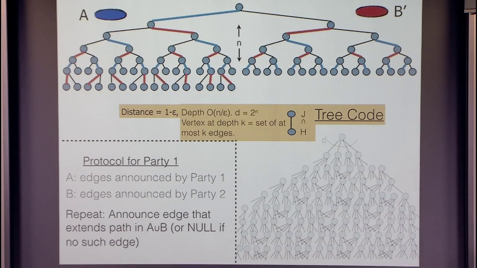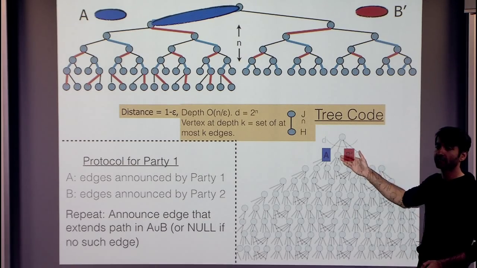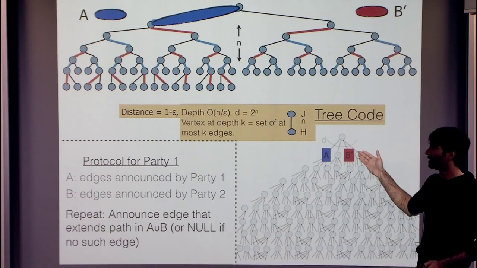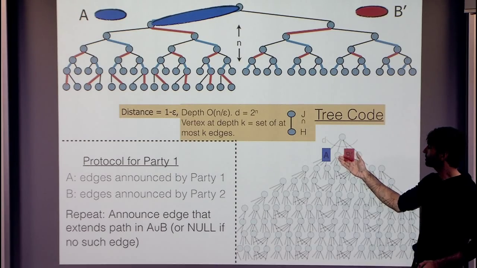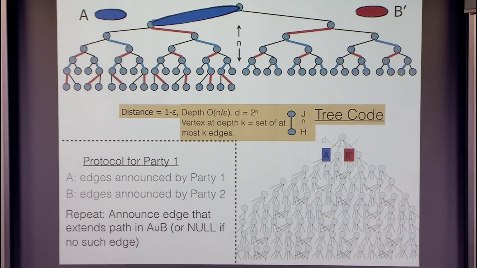Okay. So when the protocol starts, initially A and B prime are both empty. Right? And then the first party announces this edge. And maybe the second party sends some message, which the first party probably received incorrectly. But the first party just decodes that message to find the most likely vertex in this layer of the tree code, which tells them some subset of edges. In this case, it's the empty set of edges.